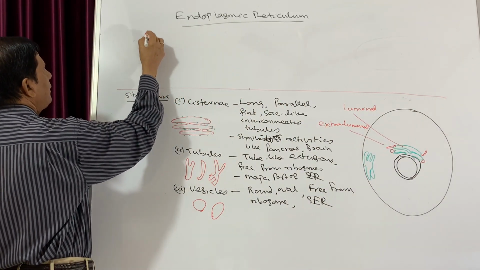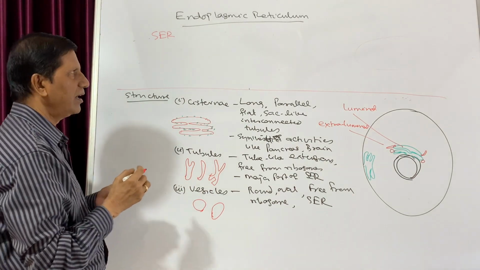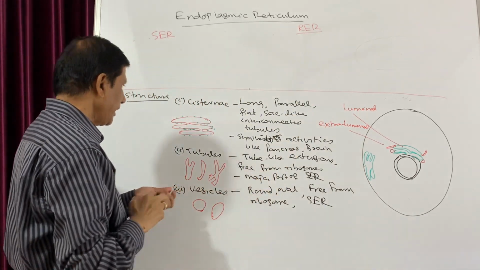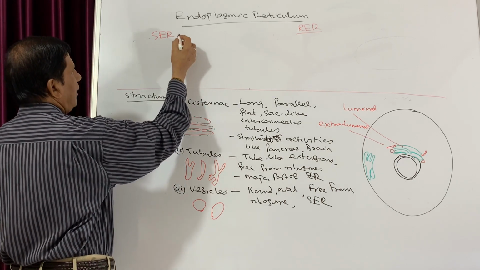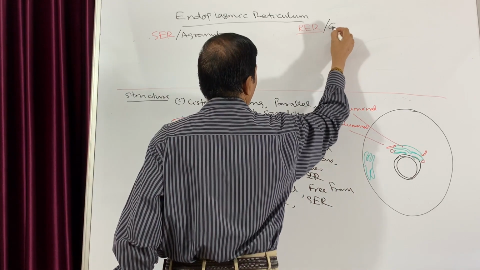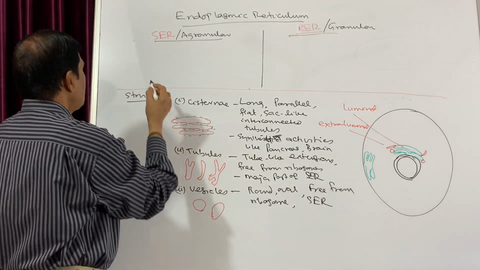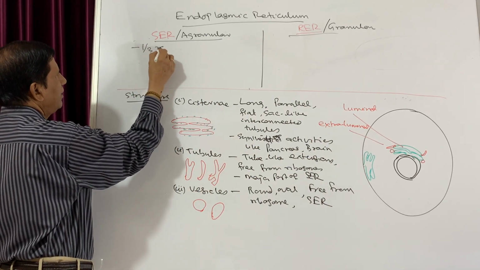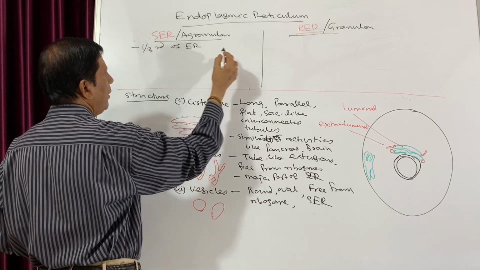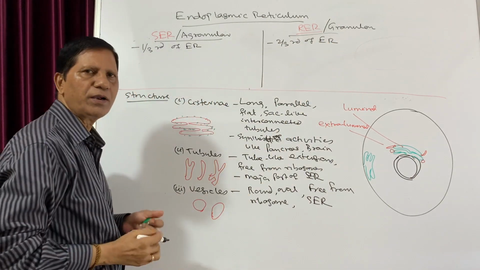So usually it is of two types. One is smooth endoplasmic reticulum, or in short we can write SER, and another is RER, or rough endoplasmic reticulum. Usually this smooth endoplasmic reticulum is also known as agranular, while this is known as granular. The smooth endoplasmic reticulum constitutes about 1/3 of the total endoplasmic reticulum, while the rough constitutes about 2/3 of endoplasmic reticulum. This is one of the differences.